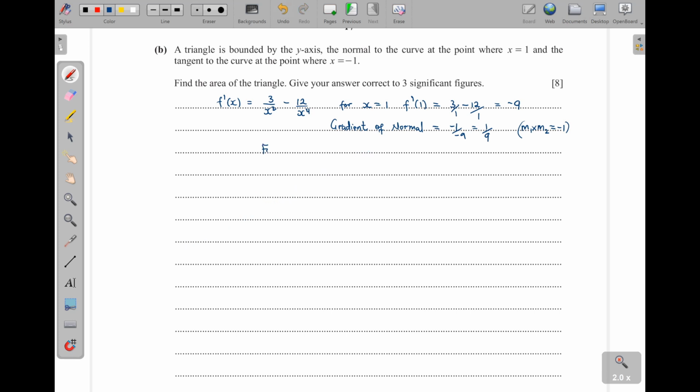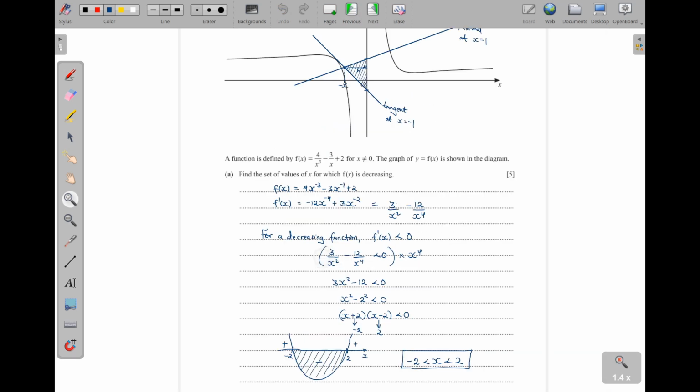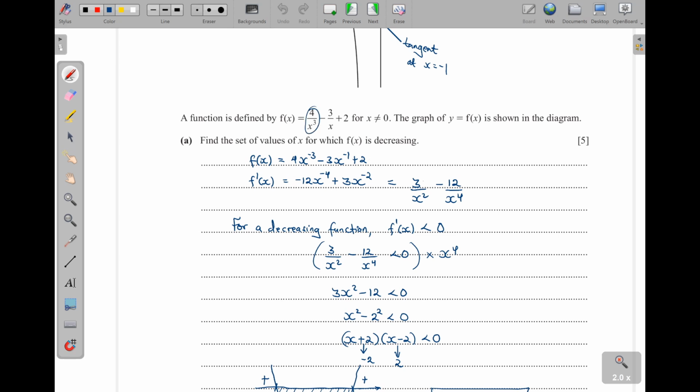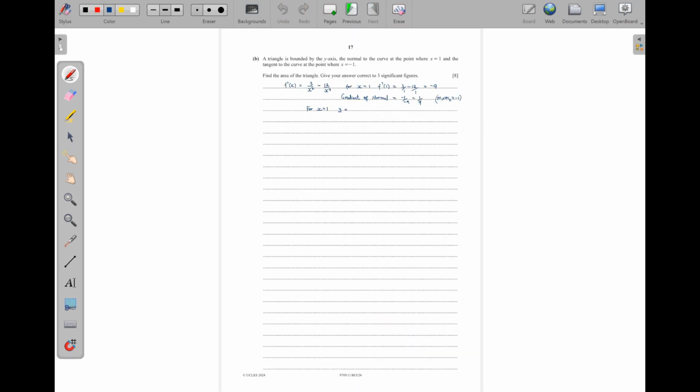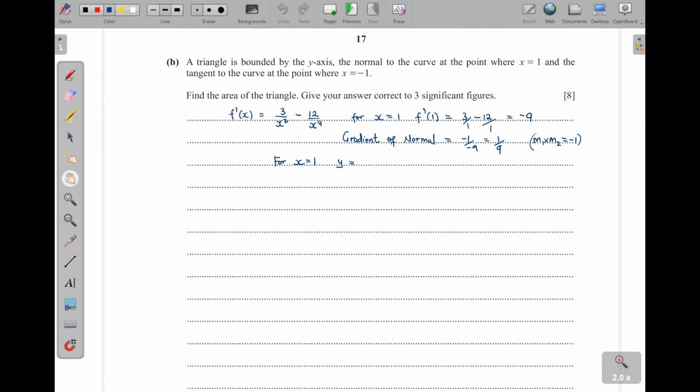Now, for x is equal to 1, because remember when we are finding the equation of a straight line, we must get the gradient and also a point through which it passes. So for x is equal to 1, then what is y? When we check back our y here, y is going to be 4 over 1, then minus 3 over 1, then plus 2. Don't you think this is 1, then plus 2, we get a 3?